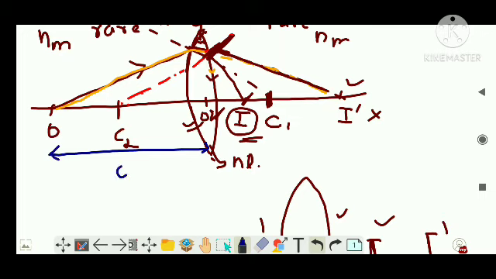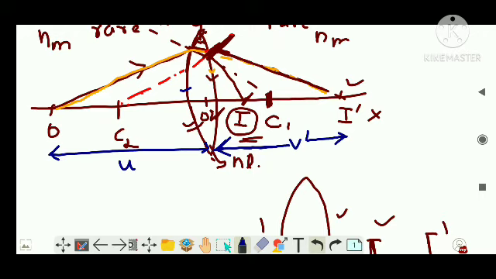This is the object distance. Let's mark it as U, right? Now this object, when I kept it for the first surface, where was the image formed? I dash. So for the first surface, the image distance V dash is here, from here to here. This is for the first surface. Clear?